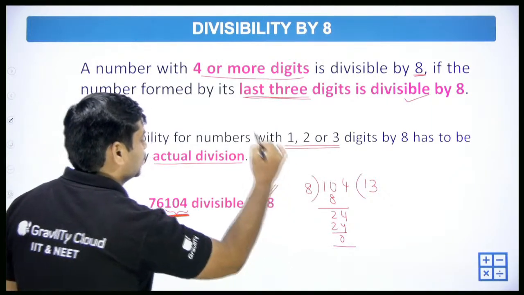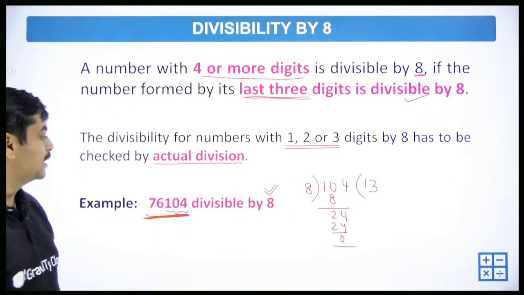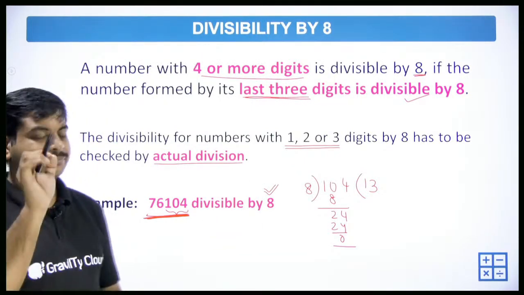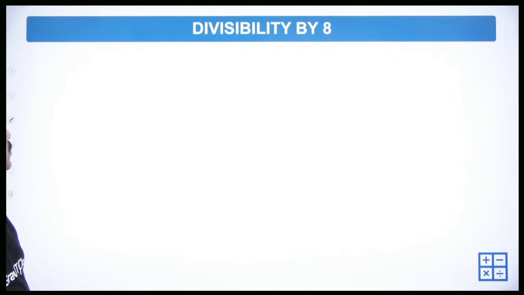Is divisible by 8. The same way, you can find the greatest number, and please try to do that too. 76104 is divisible by 8, a very simple approach. Okay, let's move ahead. Let's go for the next one.